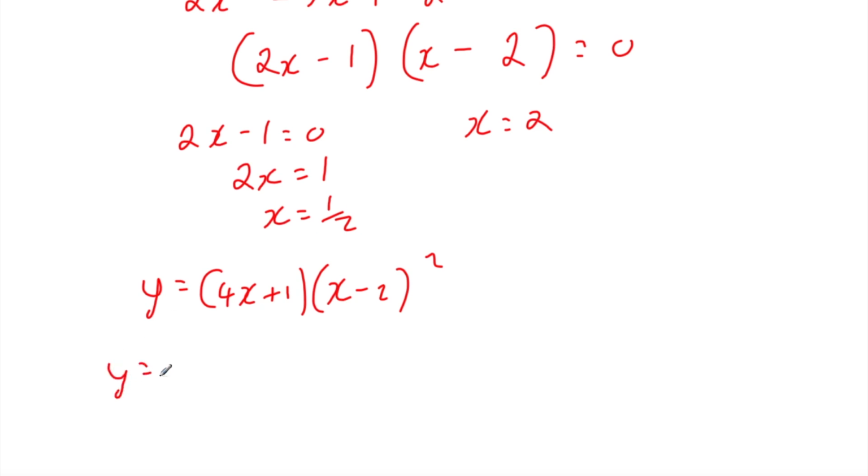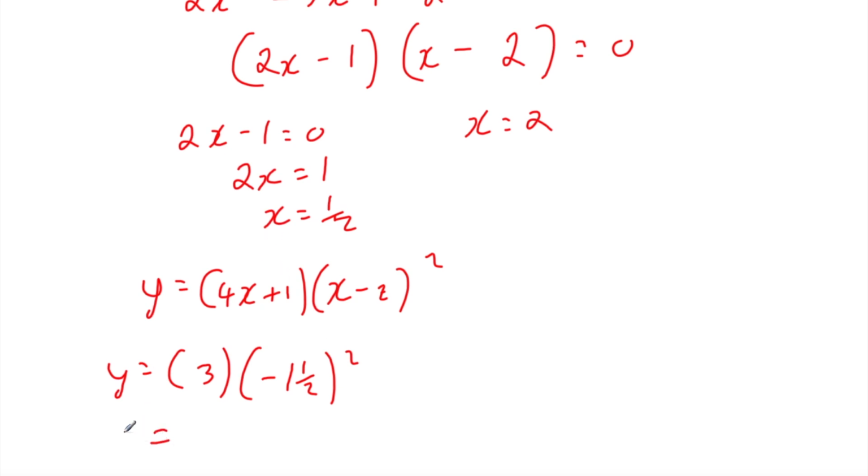So y would be equal to 4 times a half. Well, 4 times a half is equal to 2, plus 1 is equal to 3. That's a calculator question, as I mentioned a few times, so you could just work it out. And then here you've got a half minus 2, so it's going to be minus 1.5, or minus 3 over 2, minus 1.5, and then close brackets squared.